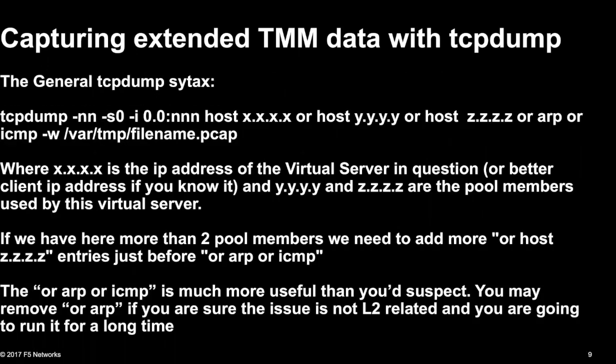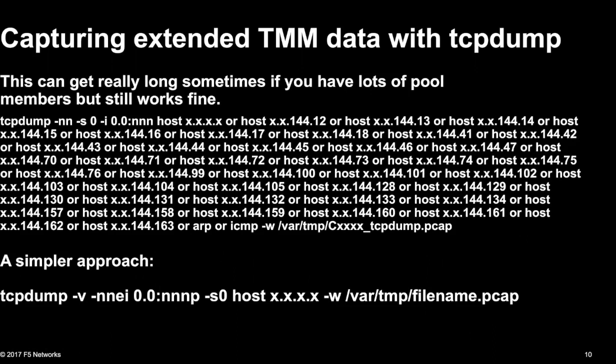The ARP or ICMP is more useful than you expect, because you can remove the ARP if you're sure that the issue is not in layer 2. So if at some point you suspect that there is no routing or layer 2 issue, and basically you would like to troubleshoot layer 4 and the application layer, there's no need to use the ARP and ICMP.